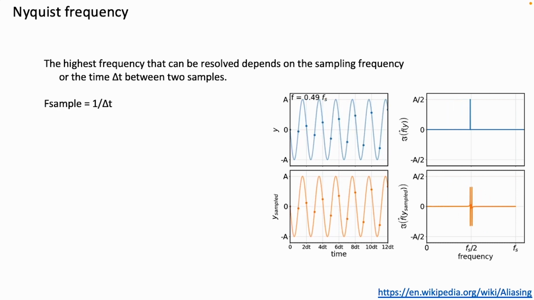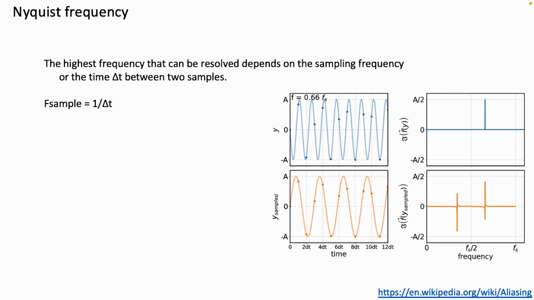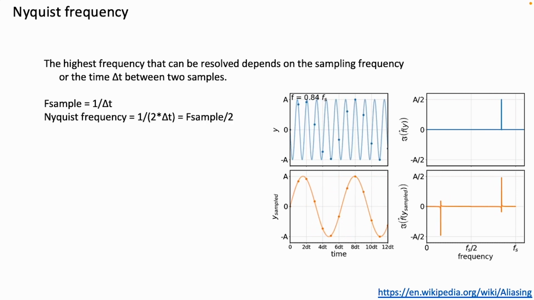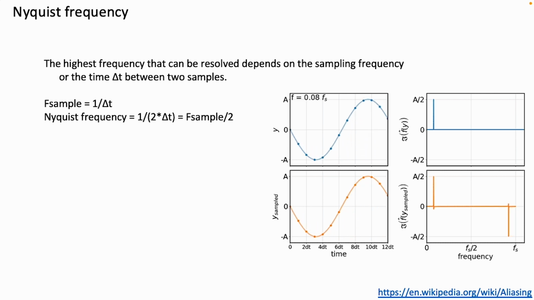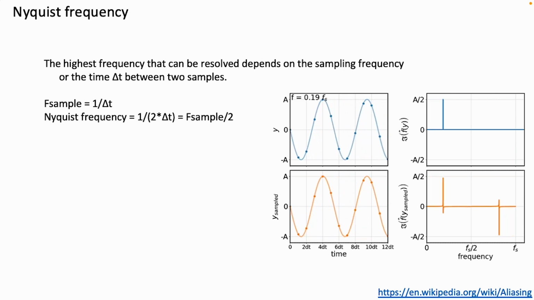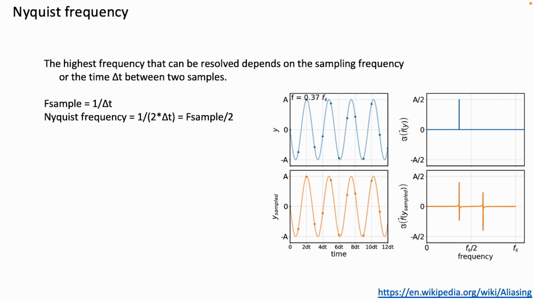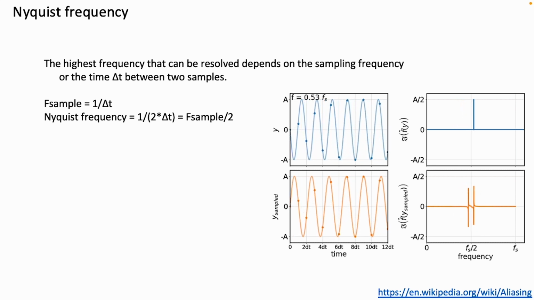The sampling frequency that we have is 1 divided by the time between two samples. So if we sample at 500 Hertz, the time between two samples is 2 milliseconds. And the Nyquist frequency is half of that. So that means that the Nyquist frequency is half of the sampling frequency. So with an EEG amplifier that samples at 500 Hertz, the highest frequency that we would be able to estimate is 250 Hertz.